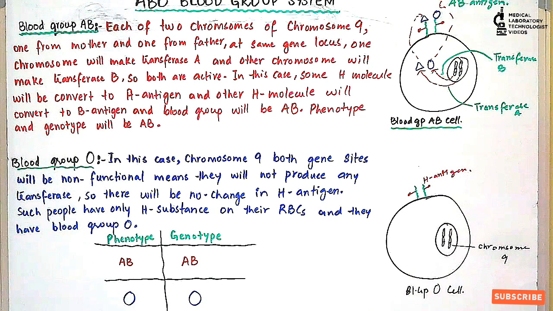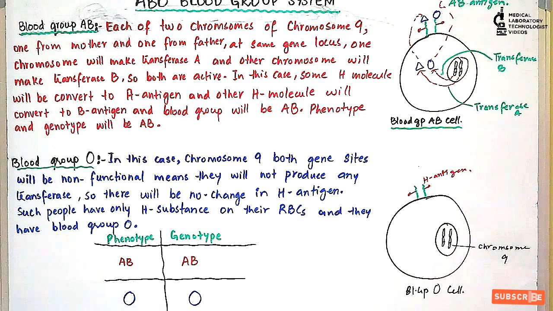So the RBC will remain with only H antigen, and on their RBC there will be only that antigen, and those people will be called blood group O, because there will be no production of transferase A or transferase B enzyme. As H antigen is recessive, it is expressed only in the homozygous condition, because both genes are non-functional, so phenotype will be O and genotype will also be O, because there will be no change in the H antigen.